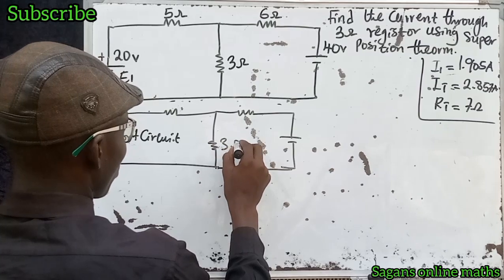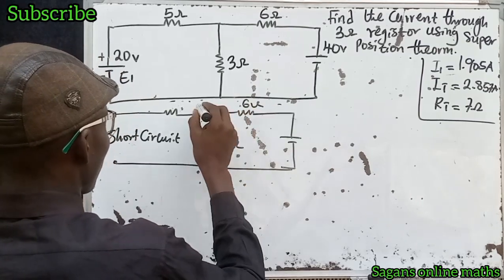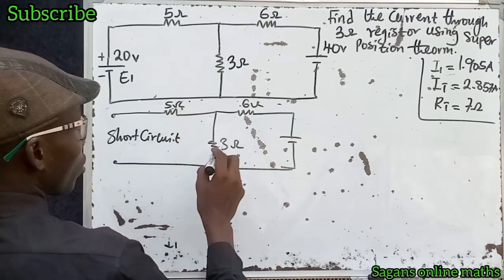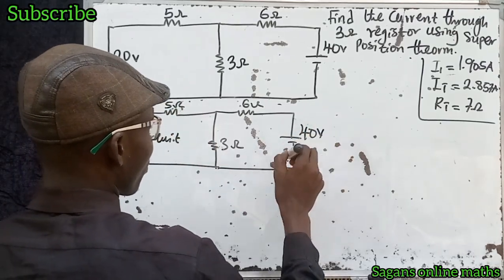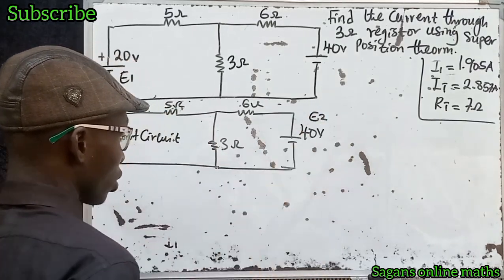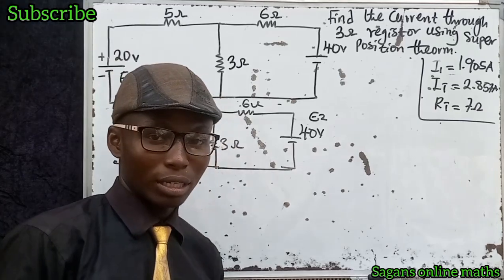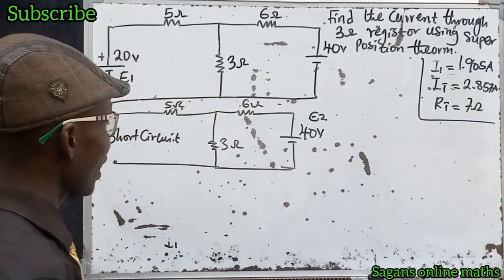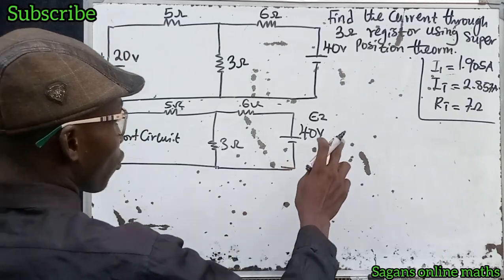It's about 3 ohms, it's about 6 ohms, it's about 5 ohms. This is about 40 volts. This is E2, our second source. You can see how simple it is. That's superposition theory. Very simple, right? Now, from here, let's find our total current, because first of all, we look for our total current.